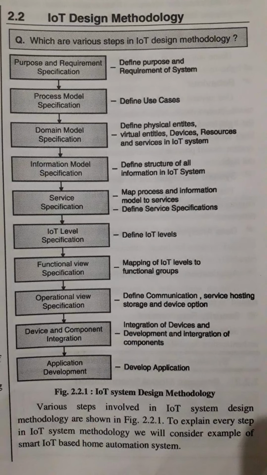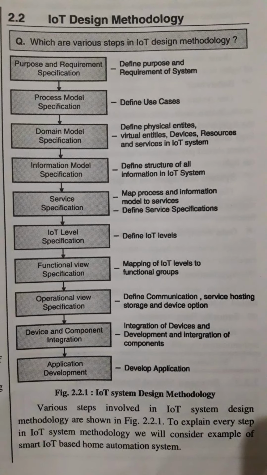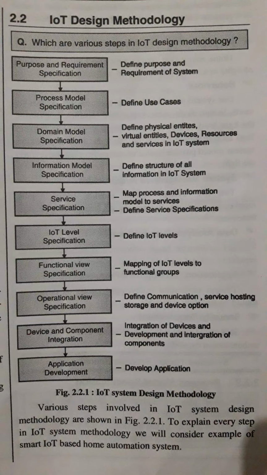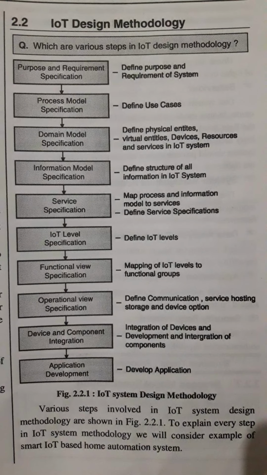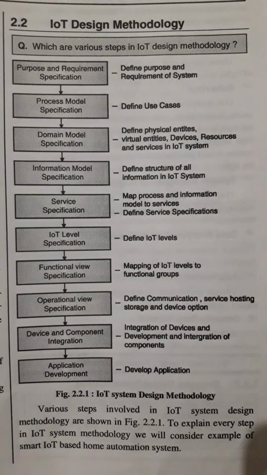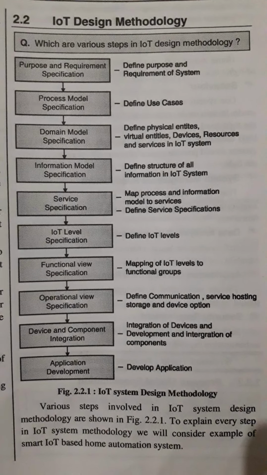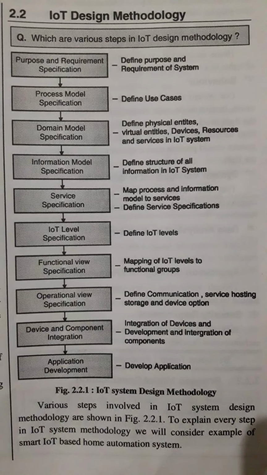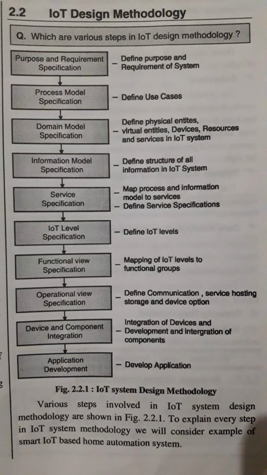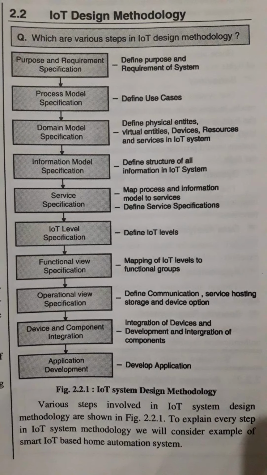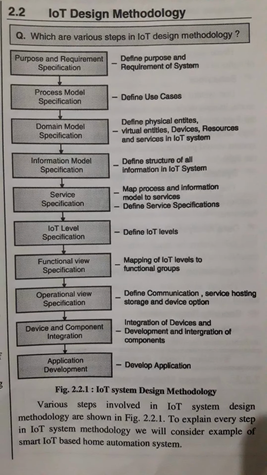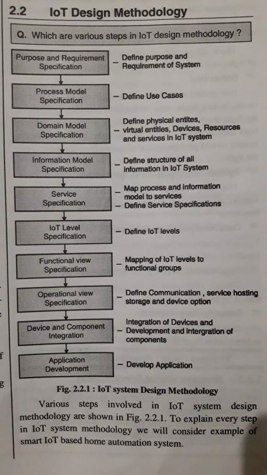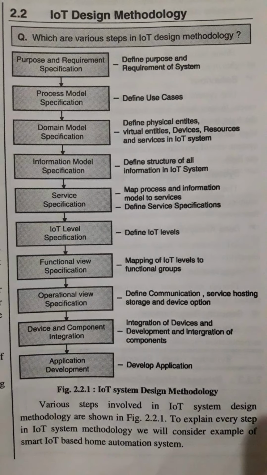So these steps are very important, as we see: purpose and requirement specification, process model specification, domain model, information model, service specification, IoT level, functional group specification, operational specification, device and component integration, application development. So this chapter, that is the embedded IoT platform design methodology, consists of all these steps and descriptions of all these steps. So for remembering, there is a brief introduction of each and every step. We should know about that. If you remember this, definitely we will understand all this design methodology.